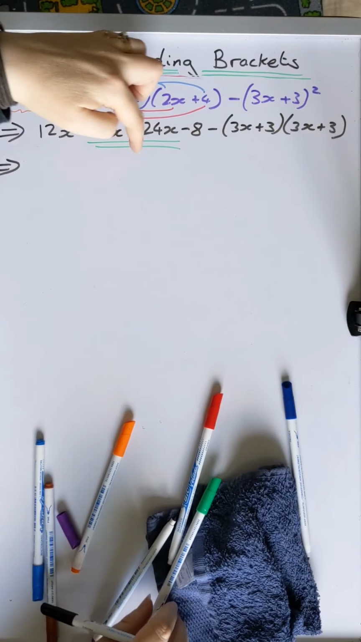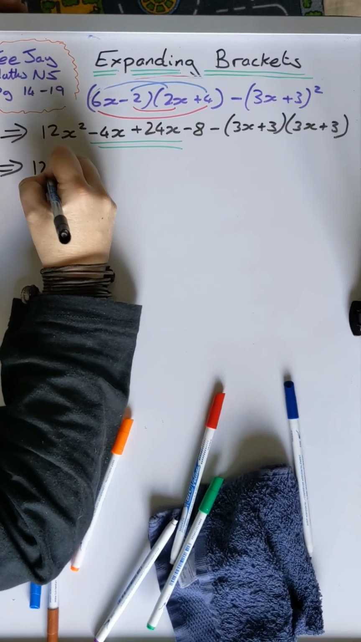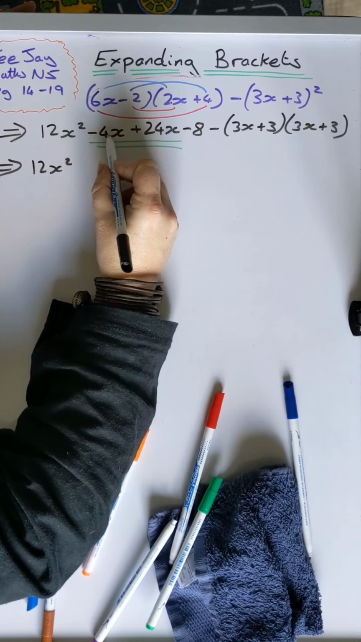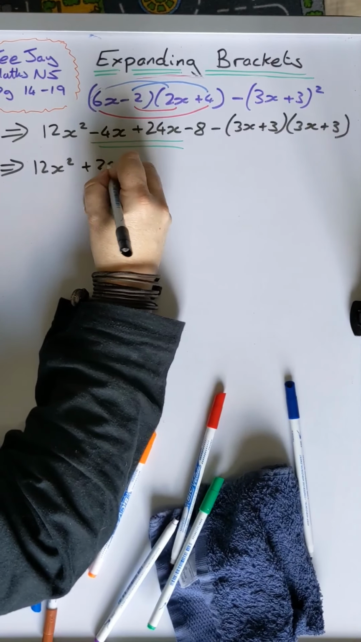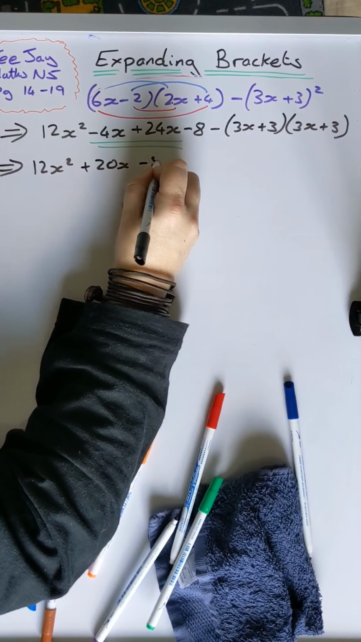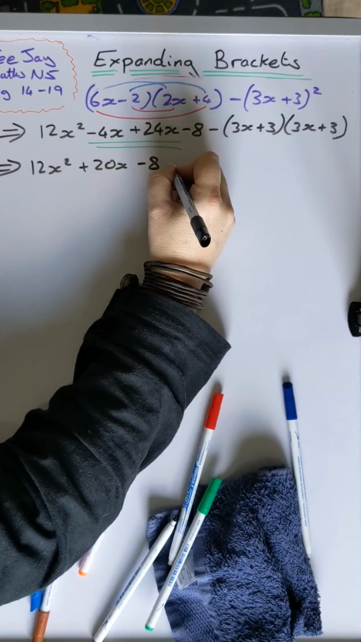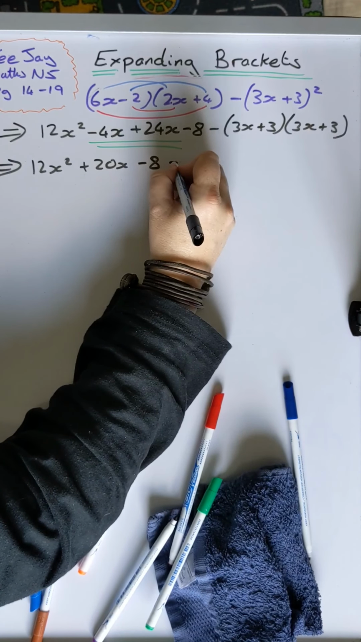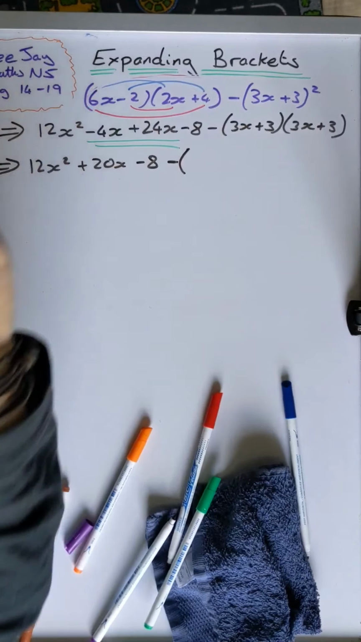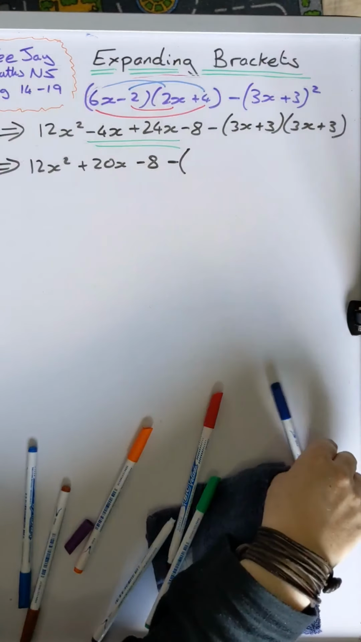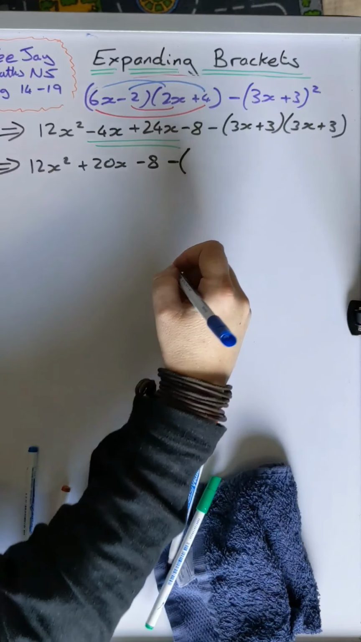On my next line, I'm going to tidy up here. So I'm going to have 12x squared minus 4 plus 24, lots of x's. So I've got plus 20x minus 8. I'm going to keep this minus at the front here. I'm going to put a bracket here so that I don't lose what's going on.